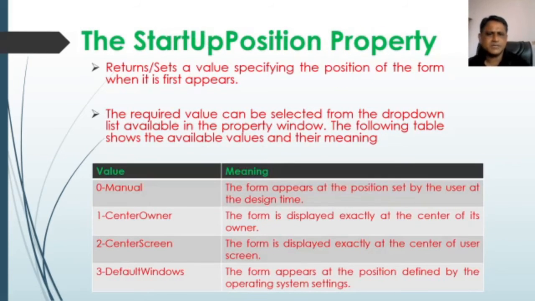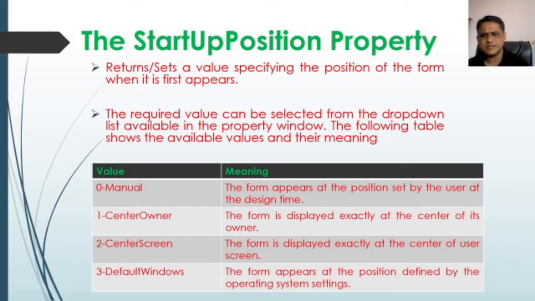The startup position property. This startup position property defines the position on the screen where the form should be displayed when it appears for the first time. In this location the form will be displayed. The required value can be selected from the drop down list. There are 4 different values available for this property: 0 manual, 1 center owner, 2 center screen, 3 default windows.